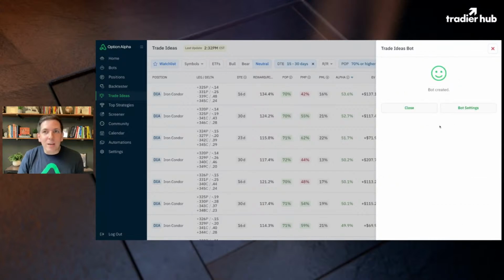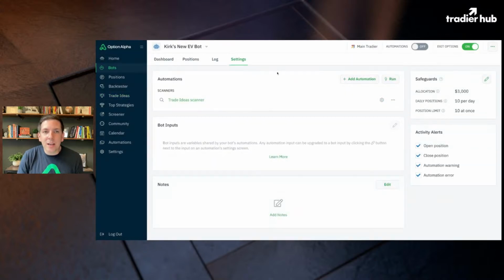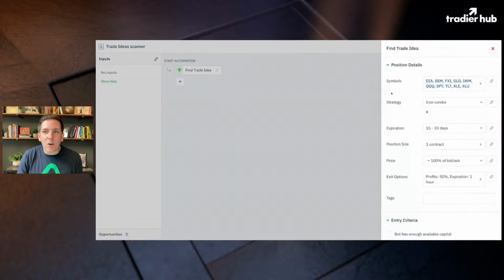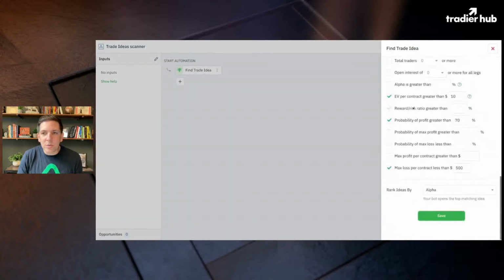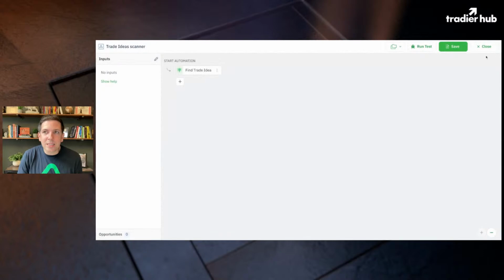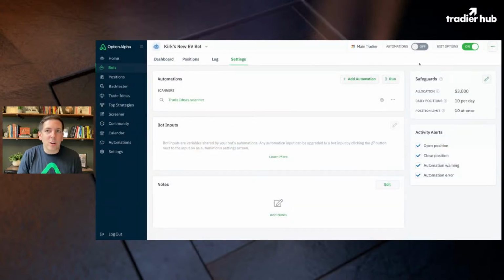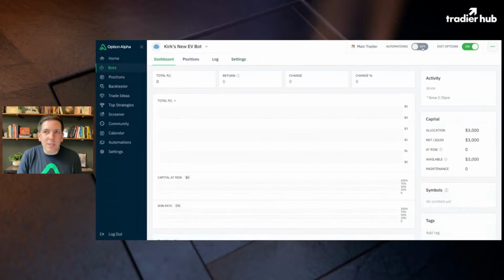That is literally it. Once you hit create bot, we built the automation for you based on the recipe that you gave us. Then you go over to your bot settings here, and you can see your beautiful new trade idea scanner is in here, and it's got all of your criteria that you told us to put in here. It's really simple. We basically set up the bones and the structure of it as you go. Once you're good to go, you just turn on automations if you want to, and then let the bot start running. It'll start running at the next scheduled cycle.